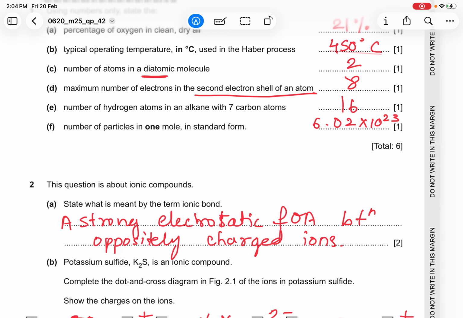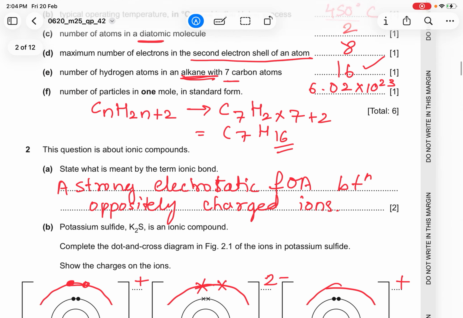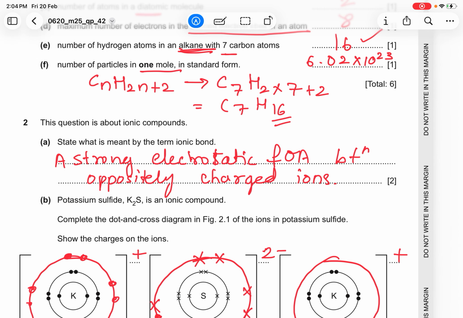Number of hydrogen atoms in an alkane with 7 carbon atoms. So here you will have to draw, or you can simply find out by using the general formula. So we have CnH2n+2 for alkanes. It is having 7 carbon atoms, so it is C7H(2 into 7 plus 2), which is C7H, 7 twos are 14, plus 2 is 16. Hence we are having 16 hydrogen atoms. Number of particles in 1 mole in standard form is nothing but your Avogadro constant, which is 6.02 into 10 raised to 23.